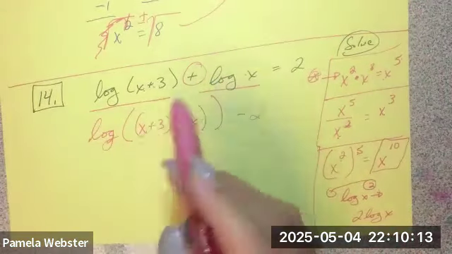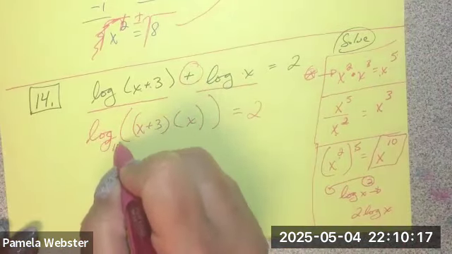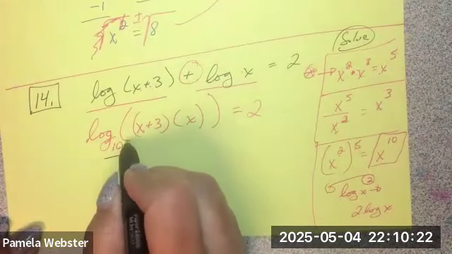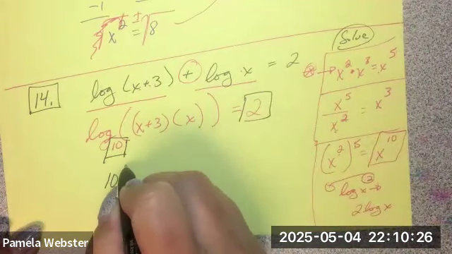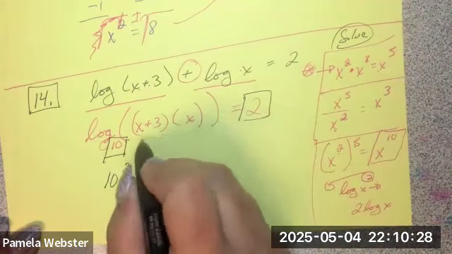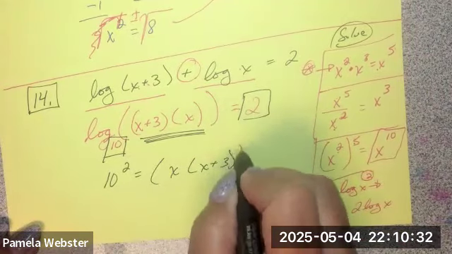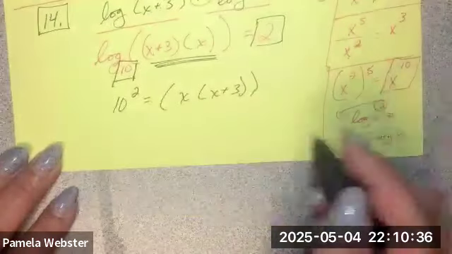But now I can. And by the way, what's the base here? It's not written, so it must be a 10. Okay. So log base, answer equals exponent. There's my base. There's my exponent. 10 to the second equals whatever this answer is, x times x plus 3. It's just getting a little bit more complicated there. You can deal with it.